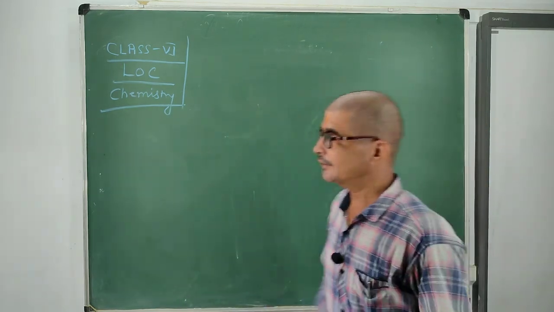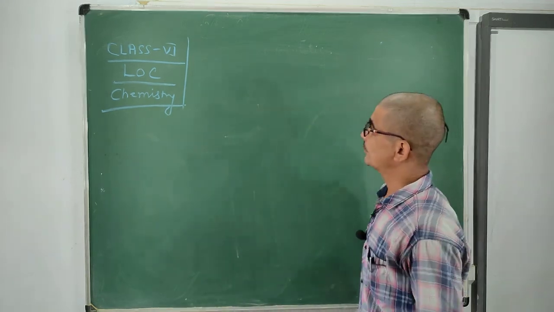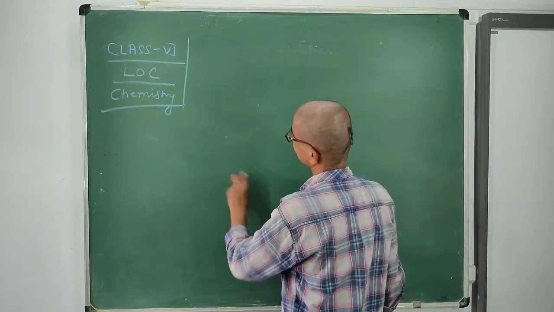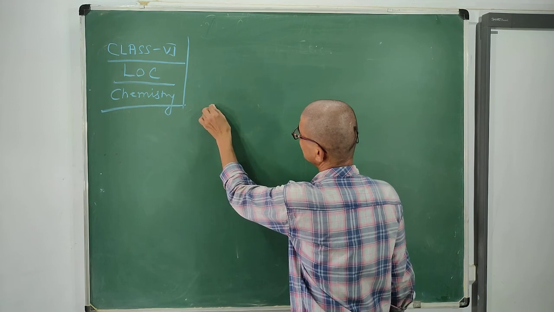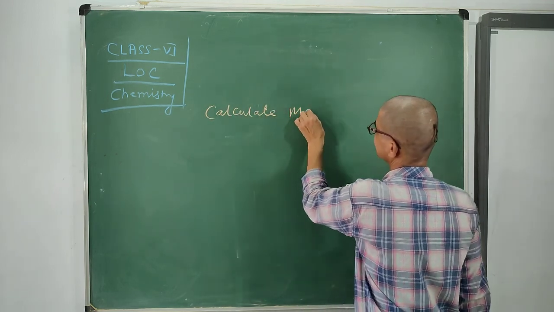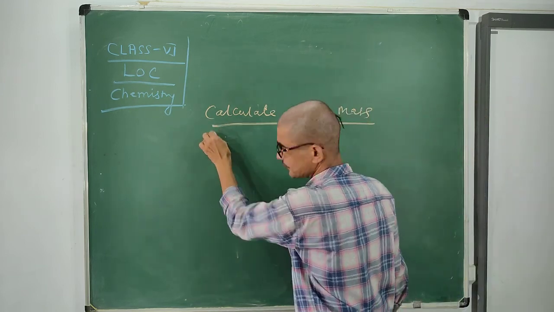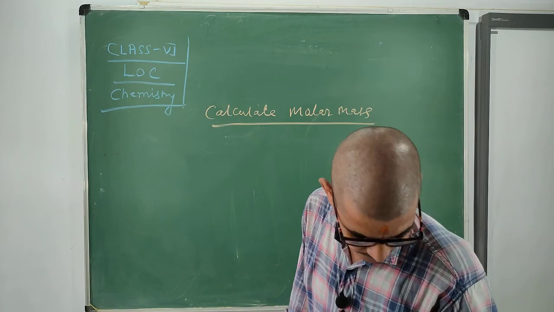You must learn the atomic mass of the element. Now, how can you calculate molar mass? Molar mass is calculated with the help of mass number.